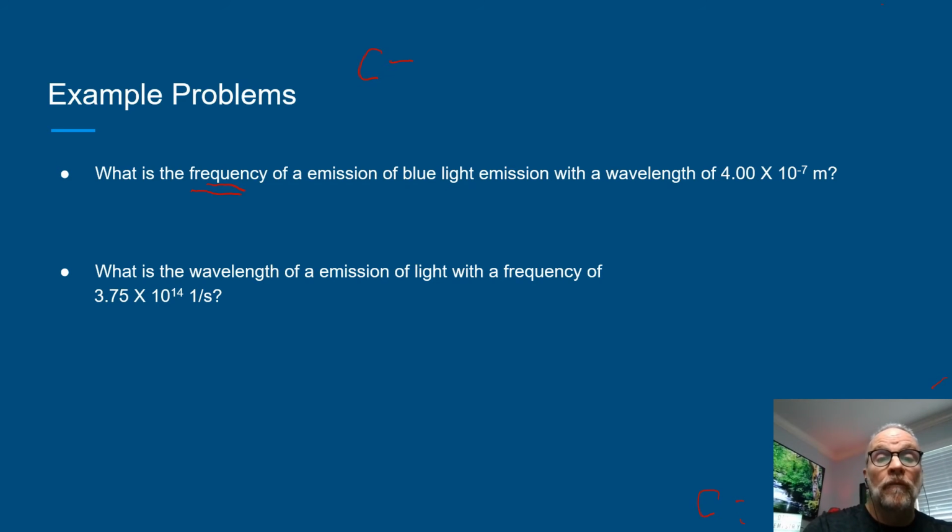So our mathematical formula is c is equal to lambda nu, or c is equal to the wavelength times the frequency. Here we're solving for our frequency, so we'll multiply through by the reciprocal, 1 over the wavelength, to isolate this variable. So wavelength will cancel out, and so we'll end up with c over the wavelength is equal to the frequency. So let's do that. Frequency is equal to c, which is always the speed of light, 3.00 times 10 to the 8th meters per second, over 4.00 times 10 to the negative 7 meters.